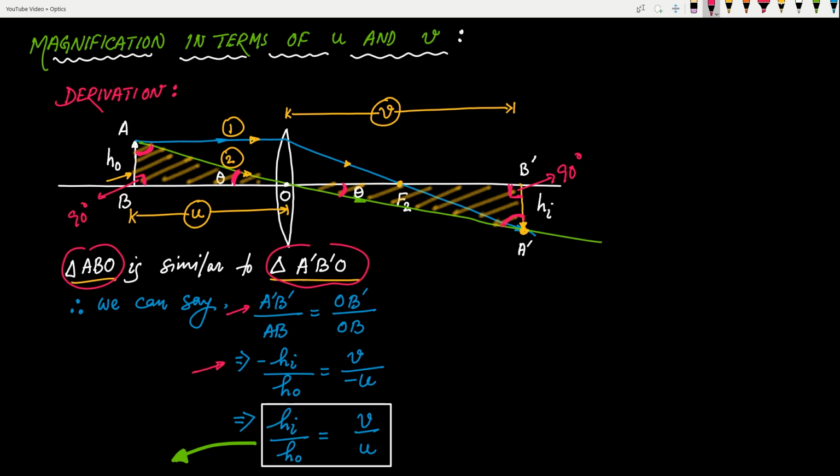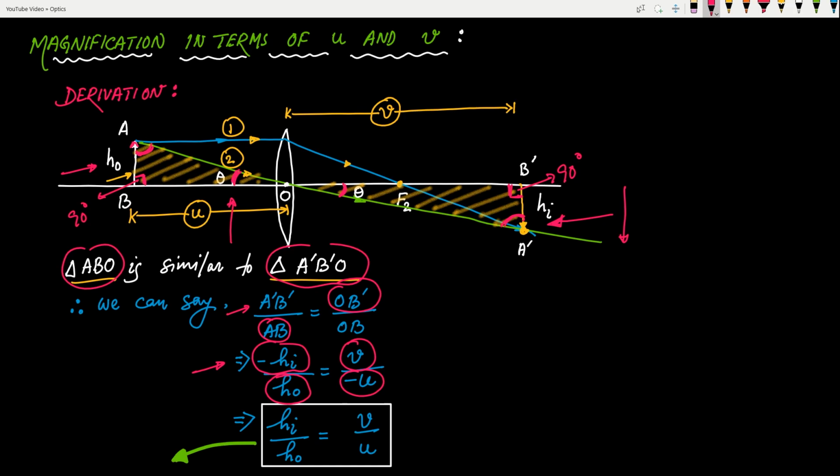Now, therefore, we can write that A dash B dash can be written as minus HI. Look into this figure. If you look here, then you'll see that A dash B dash is actually moving below the principal axis. Therefore, we'll take negative sign, whereas AB is moving above the principal axis, as you can see it here. Therefore, we will take it as positive HO. Now, OB dash, if you look there, then that is actually the image distance from the optical center. So we have written it V, and OB, if you look into the figure again, then this is basically the object distance from the optical center. I hope this is clear.